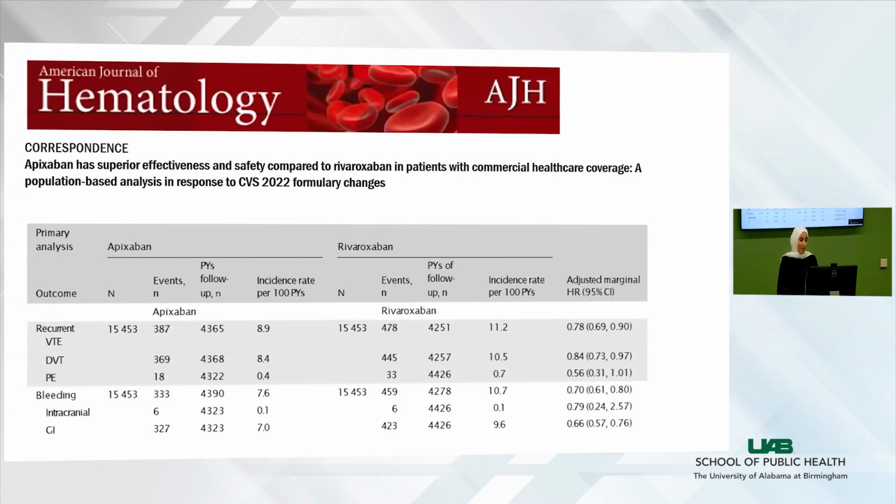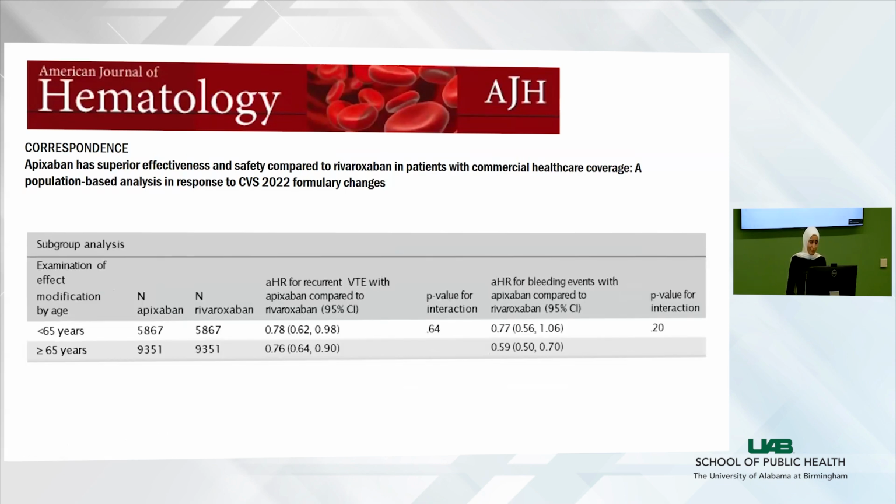As you can see, when we excluded patients who have dual enrollment in Medicare, our results remained consistent for both recurrent VTE and bleeding. To answer CVS's question, we also looked at effect modification by age. We wanted to show that the study results apply to both the older and the younger age groups. And as you can see here, the p-values for interaction were not significant, suggesting in fact that there is no difference between the elderly and the younger population.